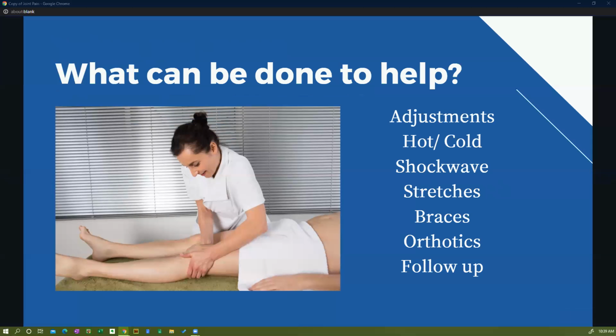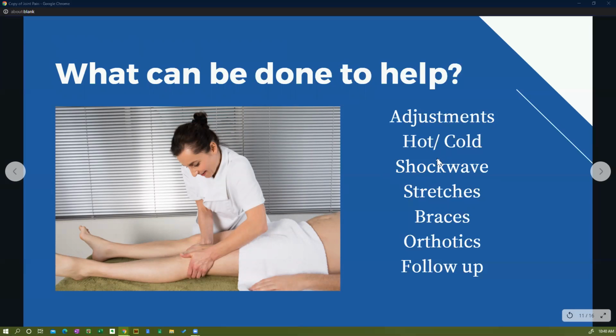So what can be done to help? Well, as a chiropractor, we want to check the knee, see what kind of alignment and shape it's in, do a full assessment of the body and make sure we understand what's causing the symptoms. And then we want to do adjustments. So we adjust the knee either by hand or using instrument to improve the alignment and the function of the knee. We do prescribe hot and cold depending on the condition.